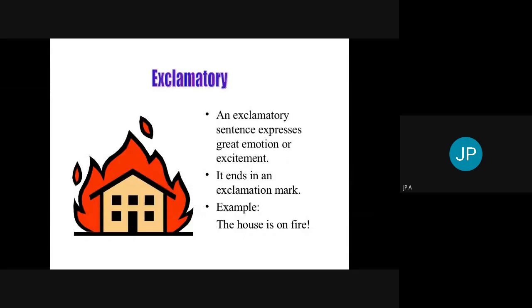Then we discussed imperative sentences, that is a request or a command.